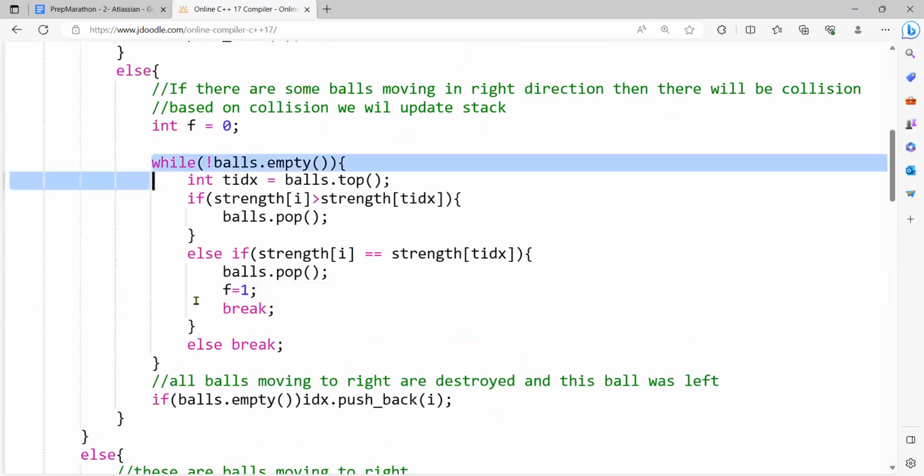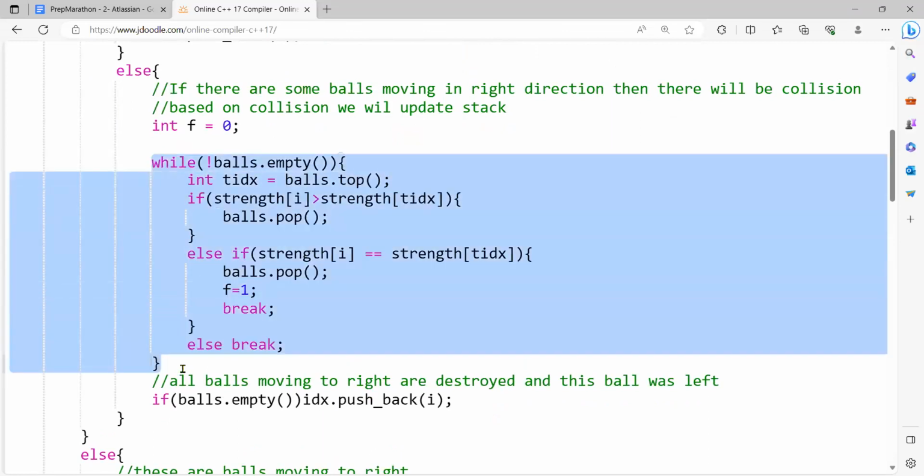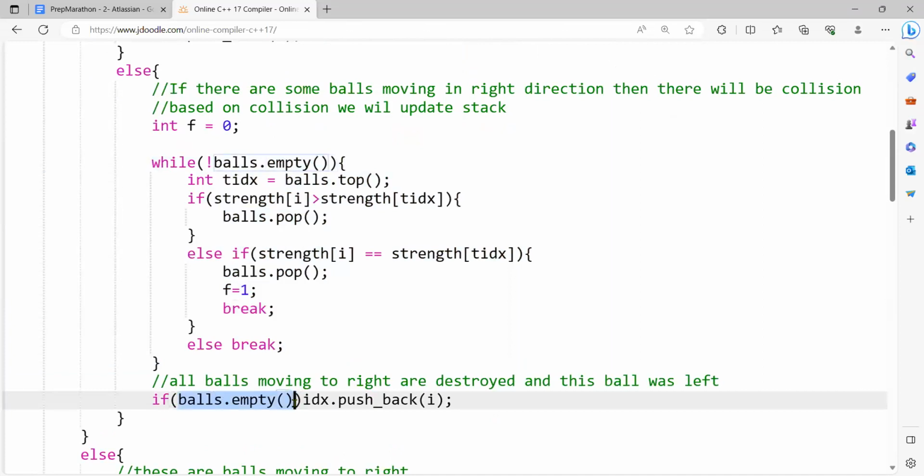Because when I'm coming out of the loop, what I'm checking is if my stack is empty. It means this ball, which was moving left, has destroyed all balls which were moving to my right. So I'm left with this ball. This ball will remain safe. So I'm pushing that into my idx index array, which I need to print at the end, which stores all the indexes of balls which will remain safe after all the collisions.